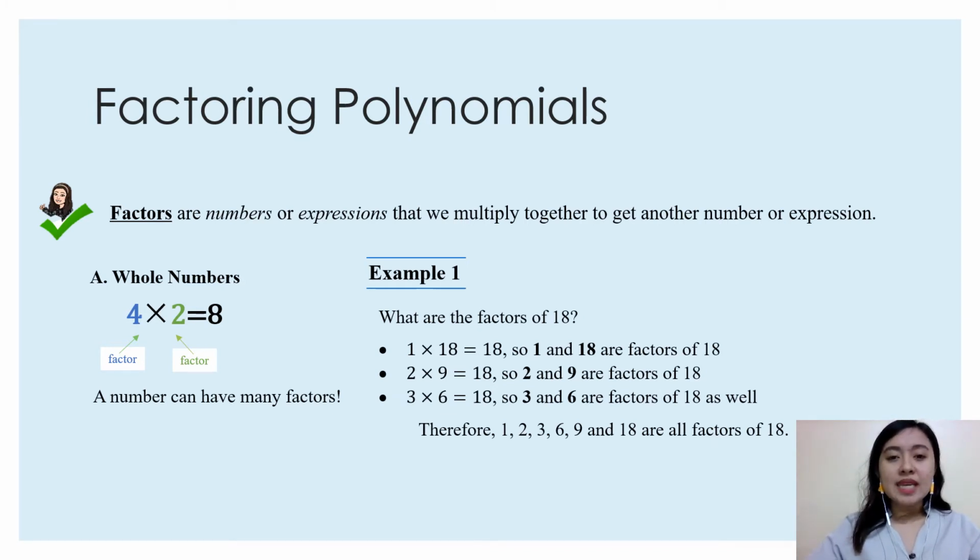So we can see here that 1 times 18 is equal to 18. So 1 and 18 are factors of 18. We can also say that 2 times 9 is equal to 18. So 2 and 9 are also factors of 18. And lastly, we can say that 3 times 6 is still equal to 18. Therefore, 3 and 6 are factors of 18 as well. So, therefore, 1, 2, 3, 6, 9, and 18 are all factors of 18.